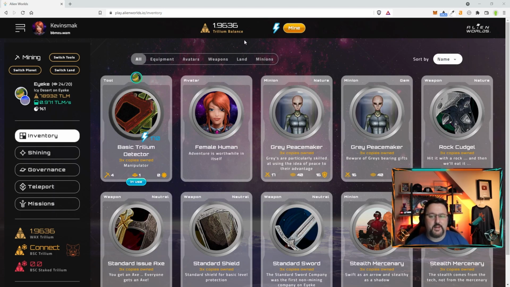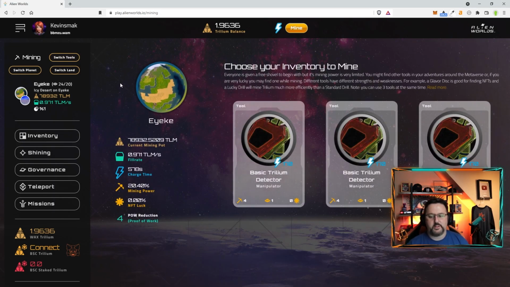Here is my account, and I'm at 1.96 Trillium because I just cashed out earlier today. I do cash out fairly often, and I don't really let it build up. If I hit switch tools, you'll see what I'm currently running, which is three basic Trillium detectors. I pulled the trigger on three of these on December 30th, and I paid about $195 for three of these.